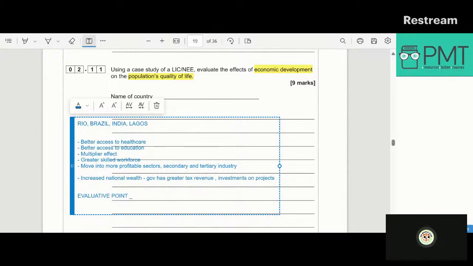Not point, evaluative points, so that they say this argument is weakened or strengthened because of blah blah blah.